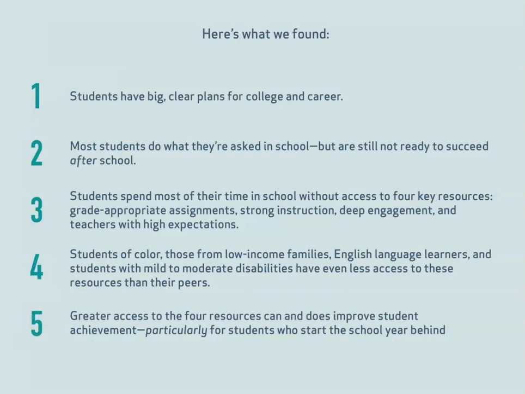So what did we find? Well, we found that students have clear goals and are generally doing what they are asked in school. In spite of the fact that kids are doing what they're asked, they aren't ready to succeed after school because they spend most of their time in school without access to grade-appropriate assignments, strong instruction, deep engagement, and teachers with high expectations. This is true for all students, but students of color and students from low-income backgrounds are even less likely to get those resources than their white and more affluent peers.